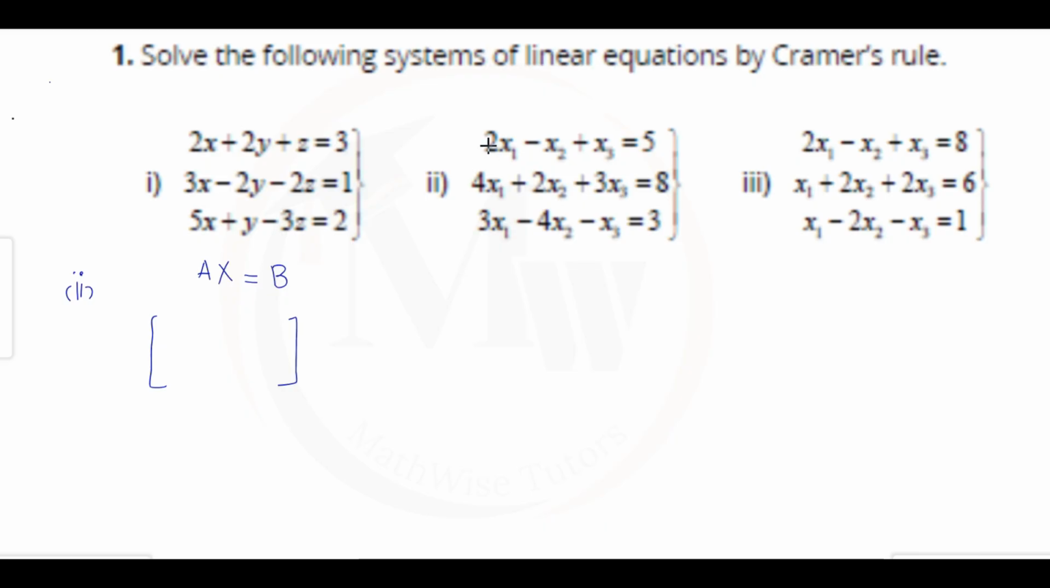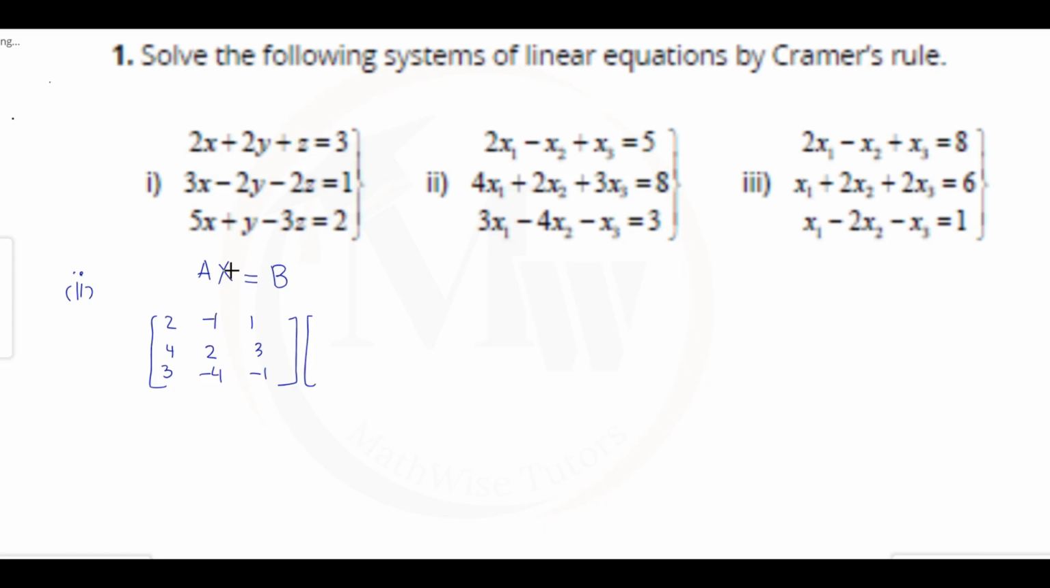Now let's write the coefficients of all the equations. So first column will be 2, 4, 3. Second column -1, 2, -4. Third column is 1, 3, -1. This is the matrix A.